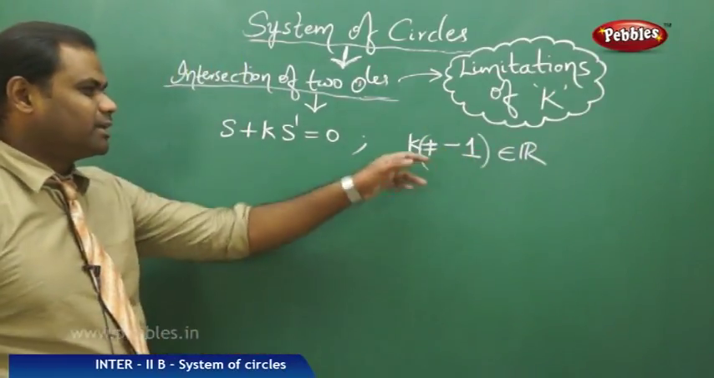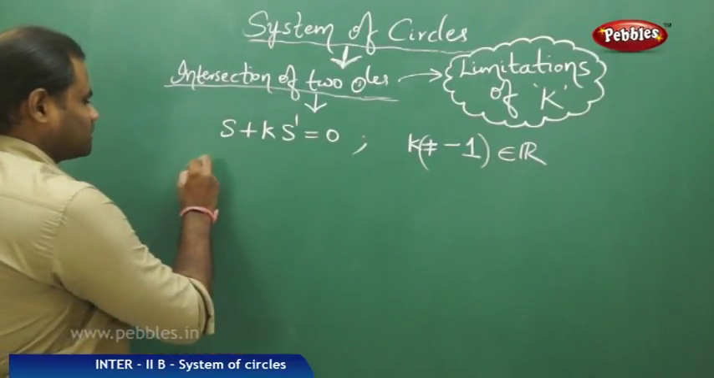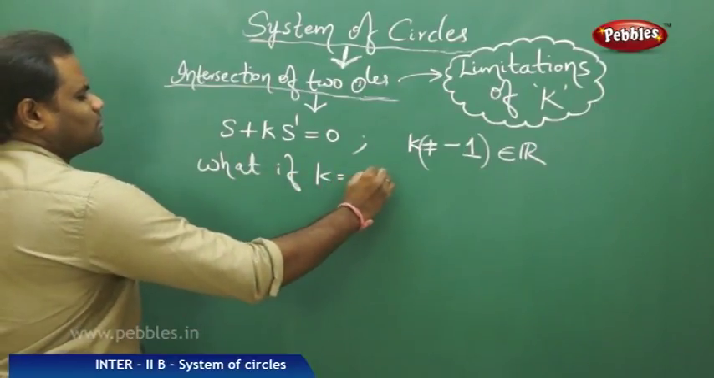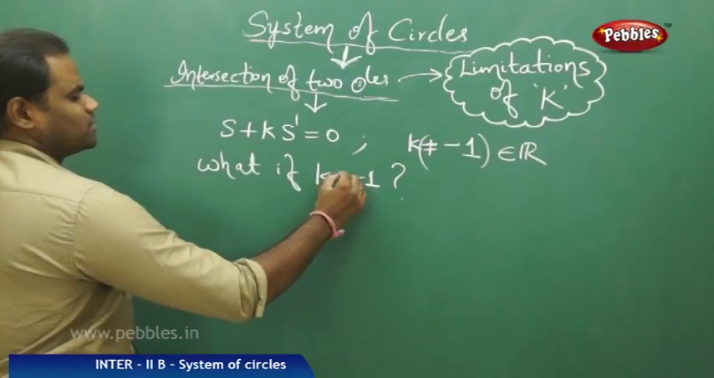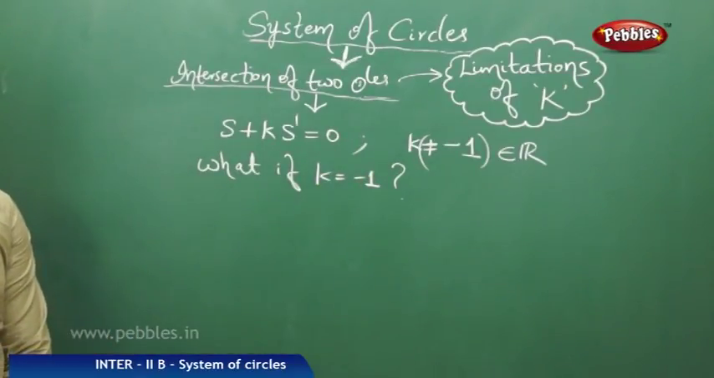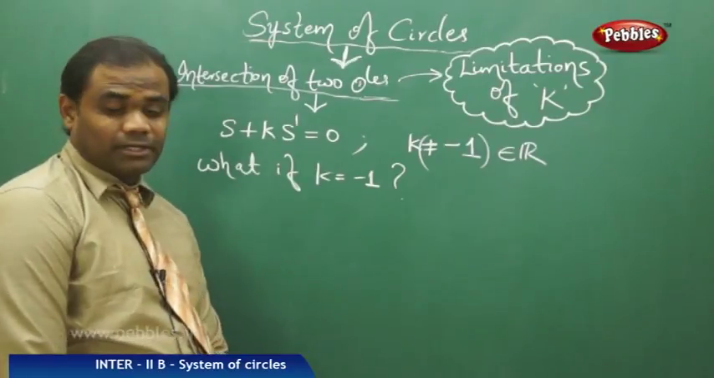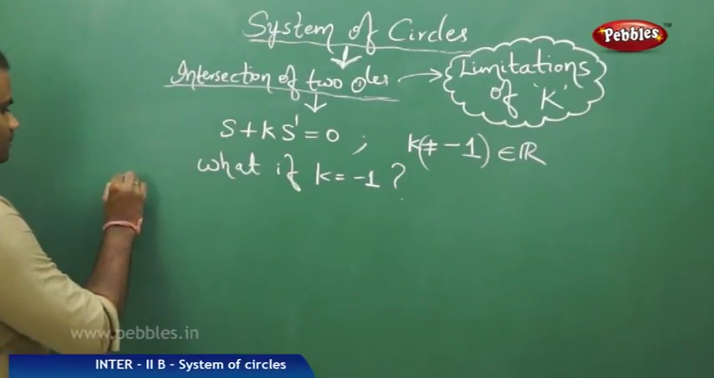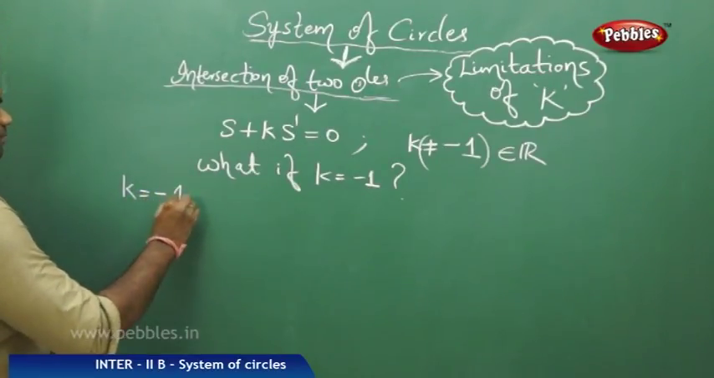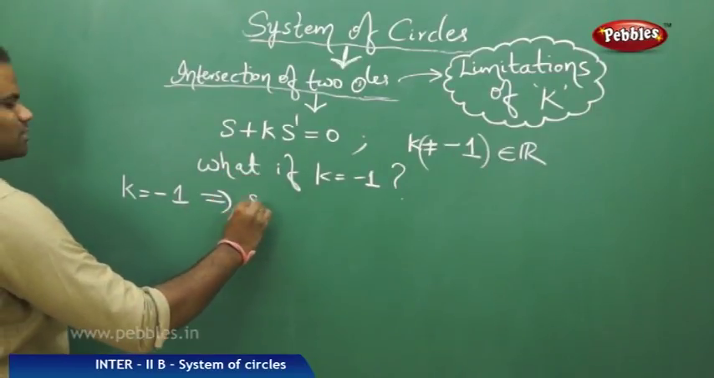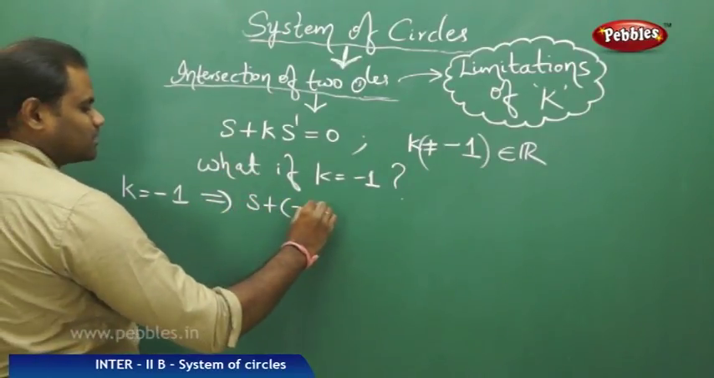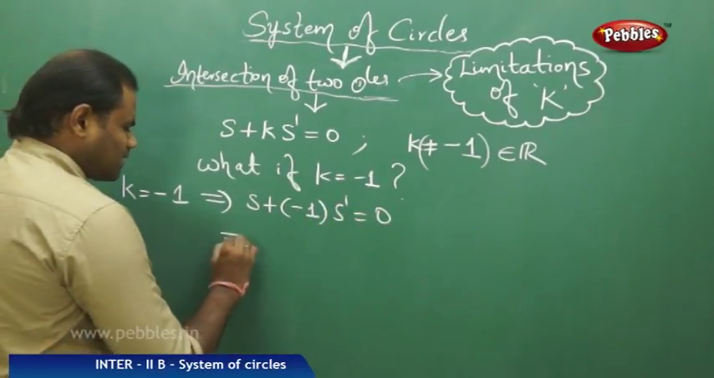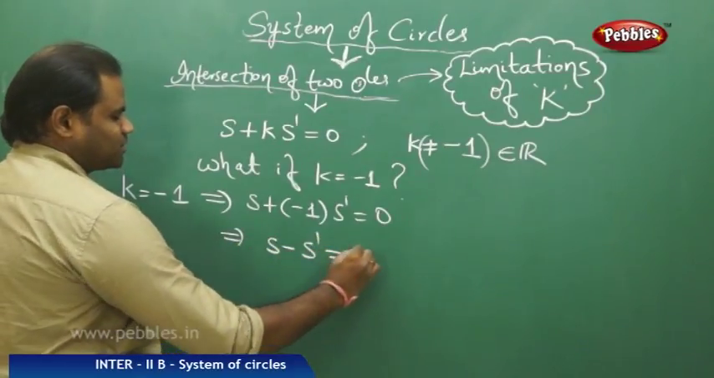So what could be the reason that k is not equal to minus 1? What if k is equal to minus 1? That is the big question here. To investigate why k should not be equal to minus 1, let's take the contradictory assumption that k equals minus 1. Then this reduces to S + (minus 1) S' = 0, which gives S minus S' = 0.